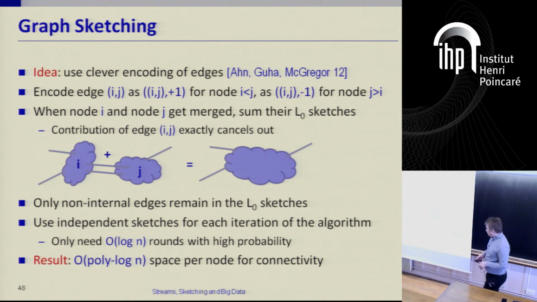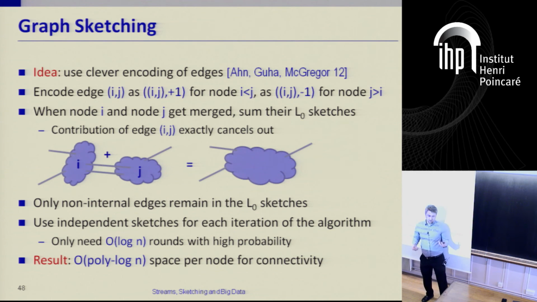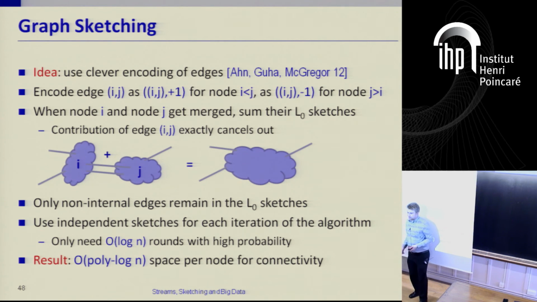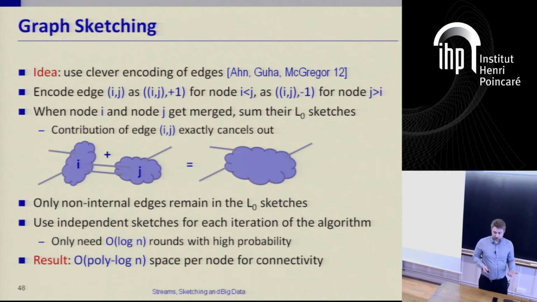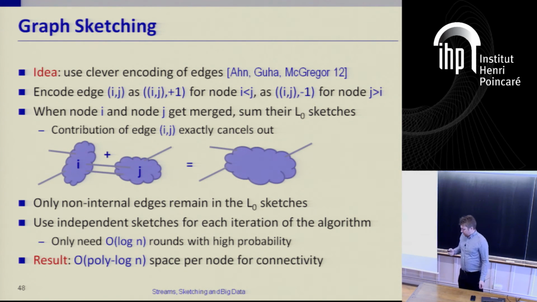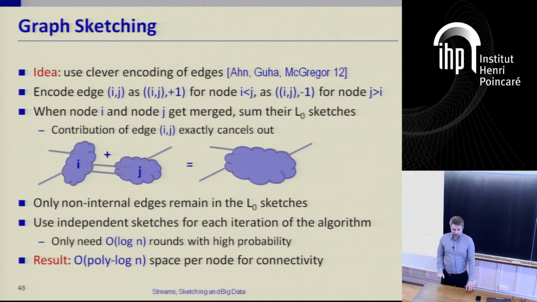Okay, so what's the overall cost? I'm essentially running a parallel algorithm that runs in some number of rounds that looks logarithmic in the number of nodes. I'm keeping some space per node, but the amount of space per node is essentially one of these L0 sketches, so it's only polylogarithmic space per node to answer this kind of question. Once you can do this, you can start thinking about a whole bunch of other graph questions.